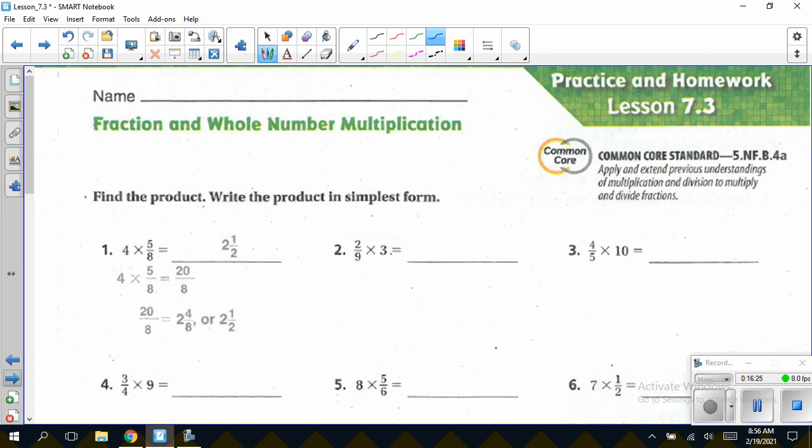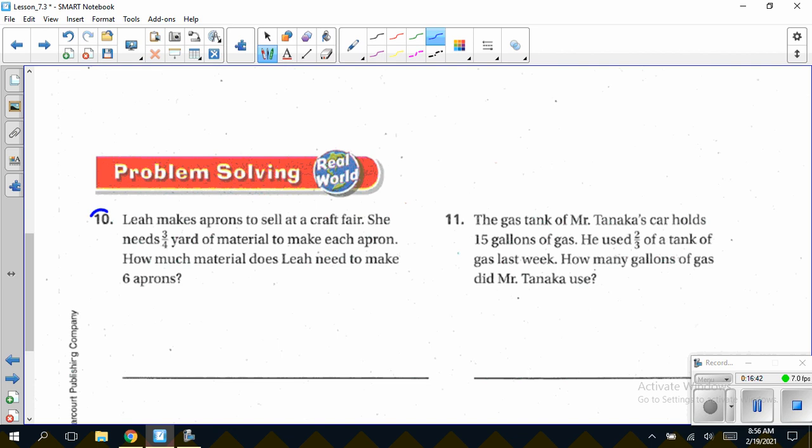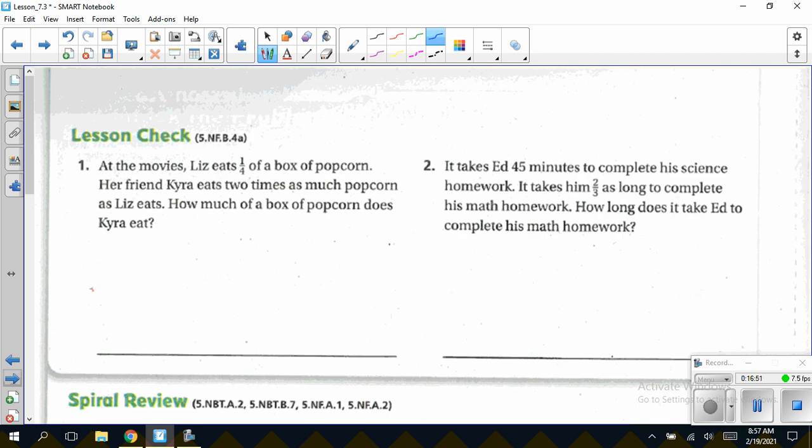On Schoology, you will be working on all of the even questions. So 2, 4, 6, 8, and 10 for the front. Then on the back, you will be doing all of them. So for question number 1, it says, at the movies, Liz eats 1/4 of a box of popcorn. Her friend Kyra eats 2 times as much popcorn as Liz eats. How much of a box of popcorn does Kyra eat?